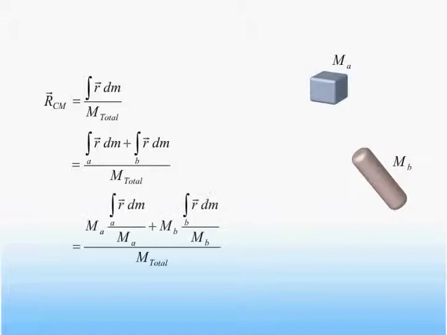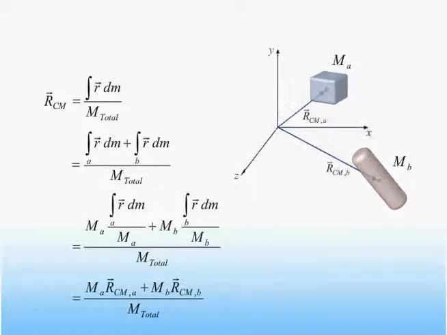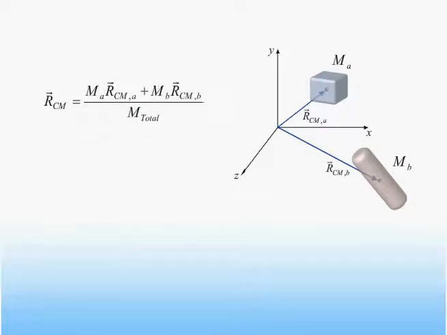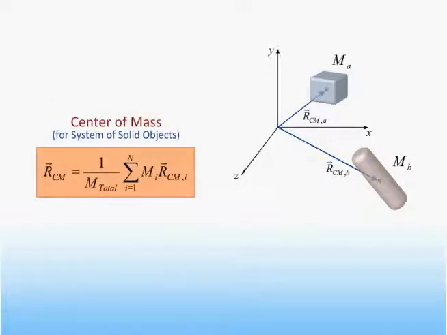If we multiply and divide each of these integrals by the mass of the object, we certainly haven't changed anything, but we can now see that the numerator just becomes the mass of each object times the position of its center of mass. Therefore, we have just arrived at a simple procedure for finding the center of mass of a system of solid objects. Namely, we just treat each object as a point particle with all of its mass located at its center of mass. That's all there is to it.